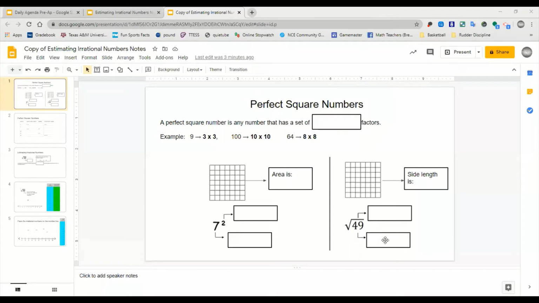Okay, so we're going to talk about perfect square numbers. You guys kind of explored these yesterday on your Desmos activity, and I wanted to go back and make sure we were solid on it.